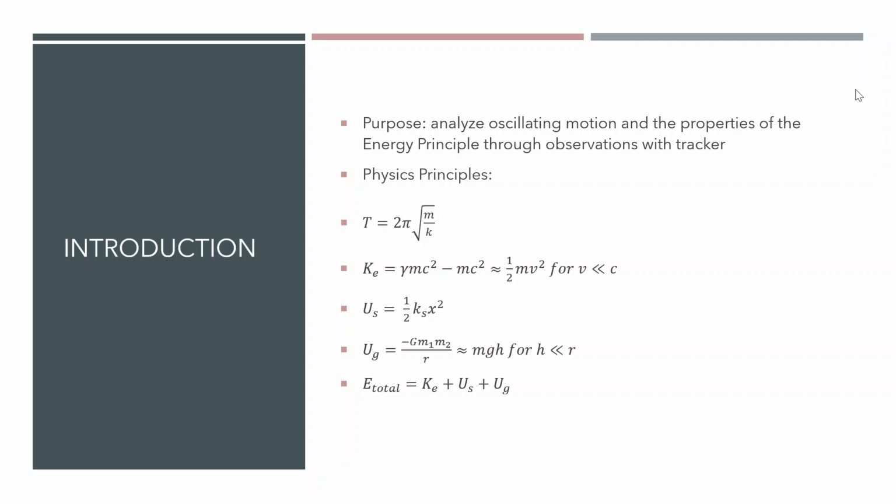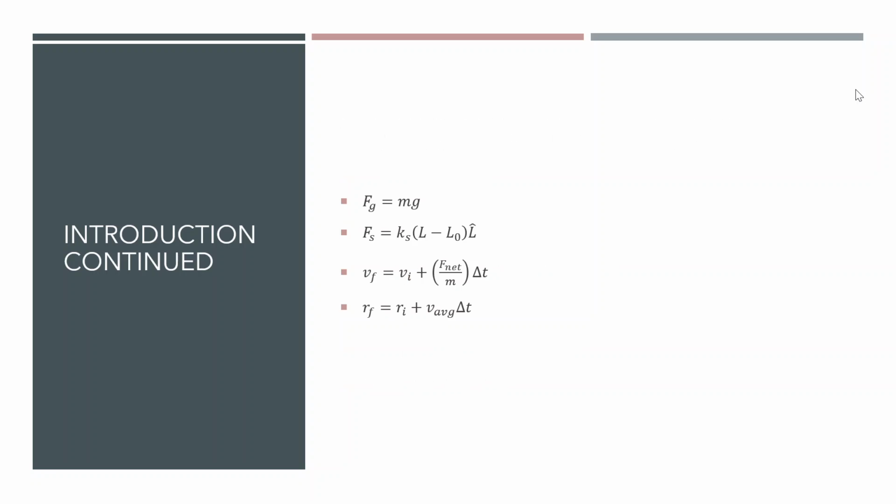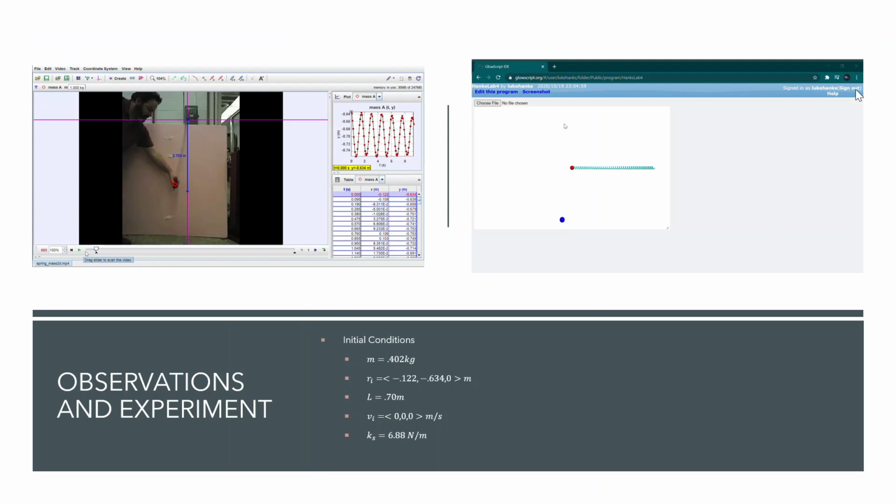And then we have our total energy, which is just the sum of kinetic energy, the spring potential energy, and gravitational potential energy. Then we have the force of gravity we're going to approximate as mg, and then the spring force equation we have listed, and then we have the velocity and position update formulas. And then my results are going to show you that the energy principle is satisfied.